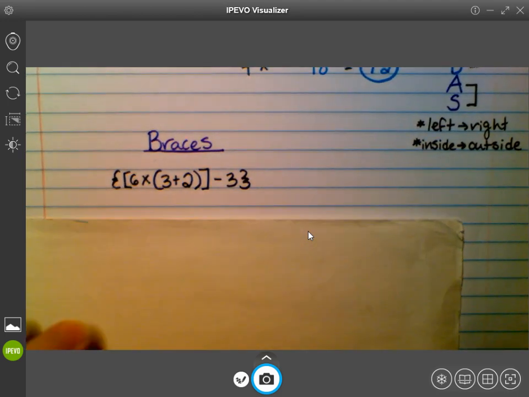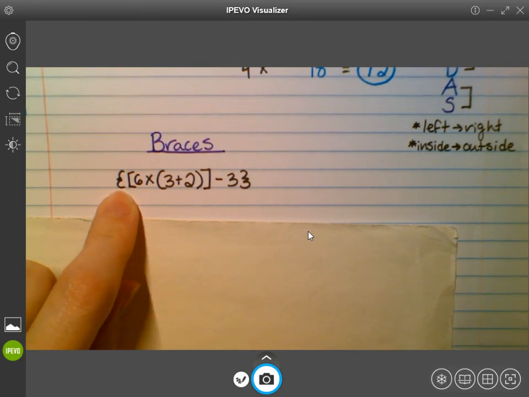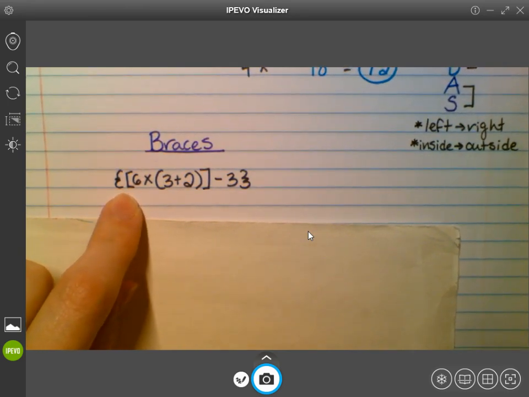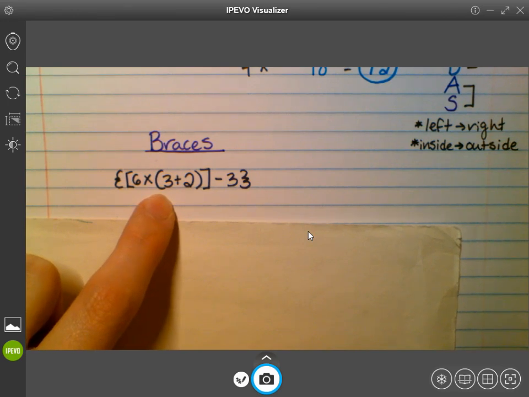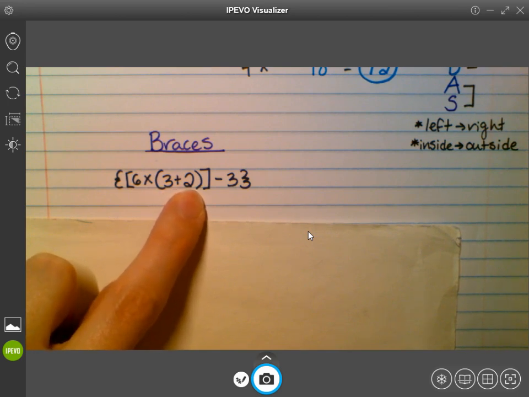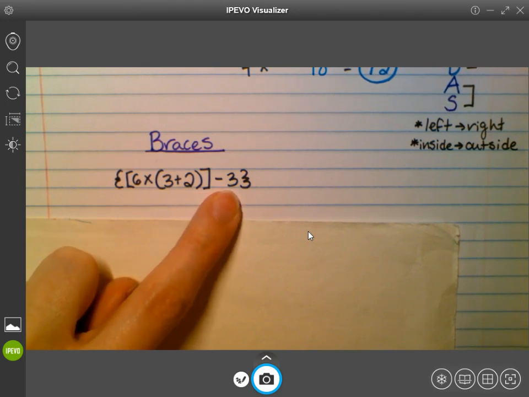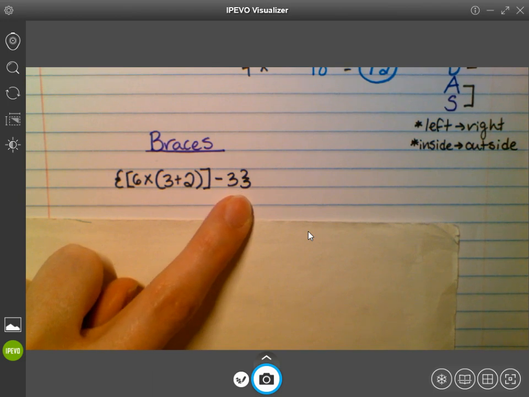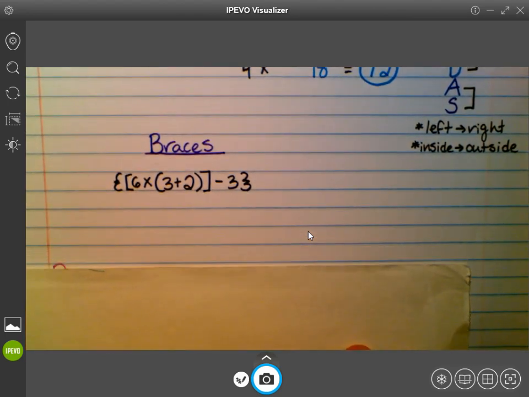So we have an opening brace, then an opening bracket, then we have 6 times opening parentheses, 3 plus 2, then we close the parentheses, close the bracket, minus 3, and then we close the braces. So start on the inside, work your way to the outside. Give me a thumbs up when you are done or ready.